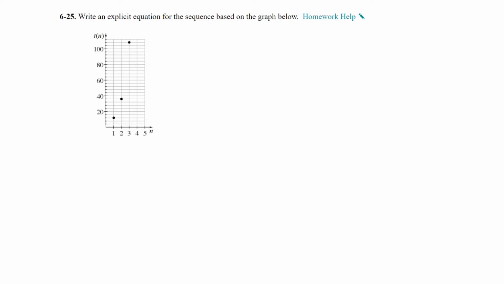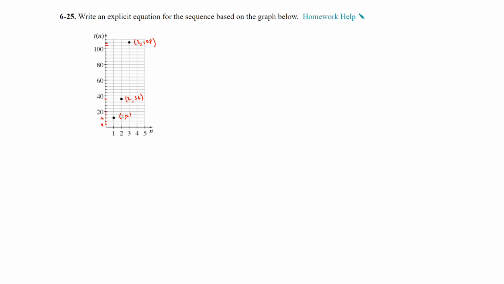Question 25. Write an explicit equation for the sequence based on the graph below. We did one of these the other day, and it was an arithmetic sequence. It was linear. Let's take a look at this one. So we want to label these points. The first one is 1 comma, and when you look at the y-axis, 1, 2, 3, 4, 5 to get to 20. So it looks like they're going up by 4s. So 4, 8, 12 right there. So 1 comma 12. And then the next one is 2 comma 36. And then this one would be 3 comma 108.